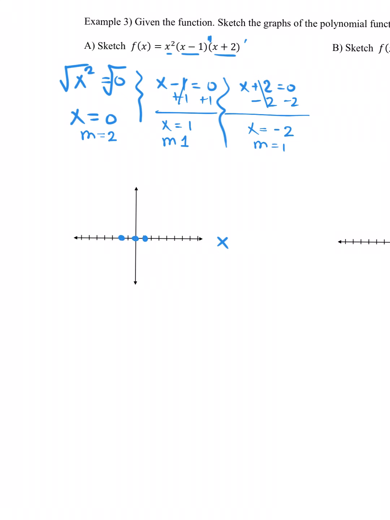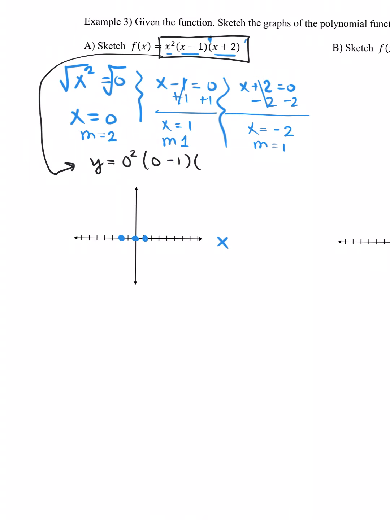Then I'm also going to find my y-intercept. Remember, for finding my y-intercept, I take that equation that I have right here, and everywhere I see an x, I'm going to turn it into 0. So instead of x squared, it'll be 0 squared. Instead of x minus 1, 0 minus 1, and then 0 plus 2. So 0 squared is 0, 0 minus 1 is negative 1, and 0 plus 2 is 2. When I multiply all of that out, I get 0. So y equals 0. Here's my y-axis. I already have a dot there, and that was for my x-intercept, so it's just going to be that same dot.